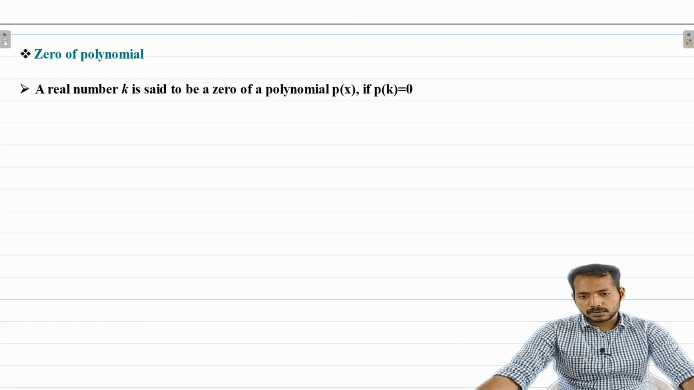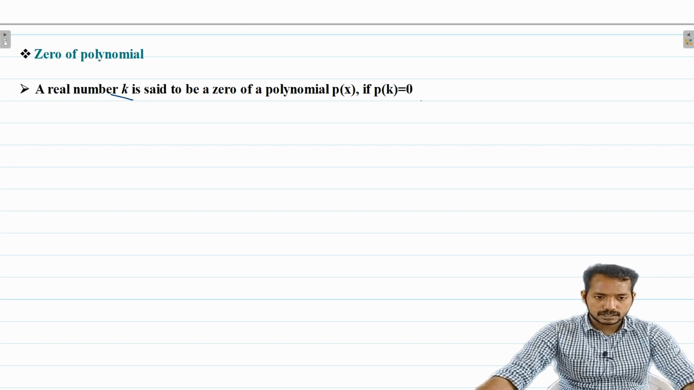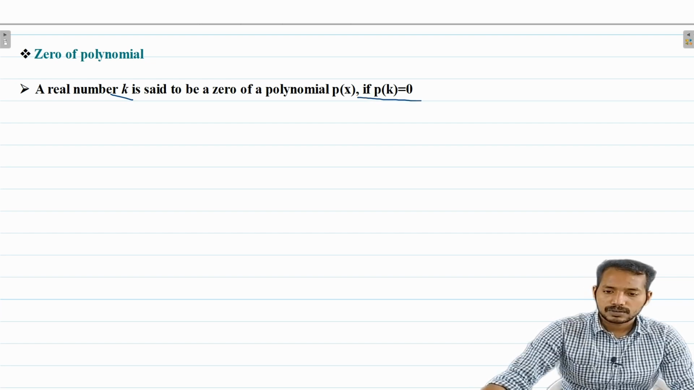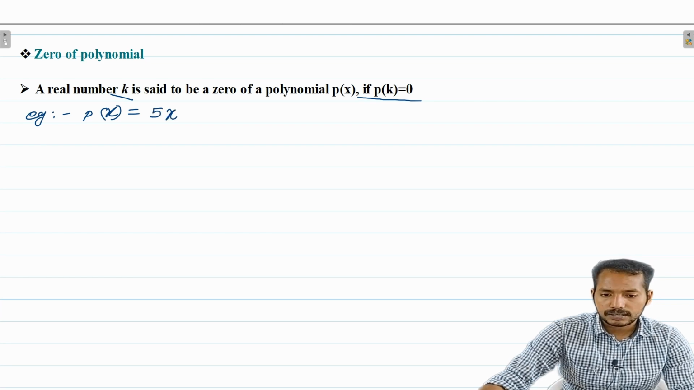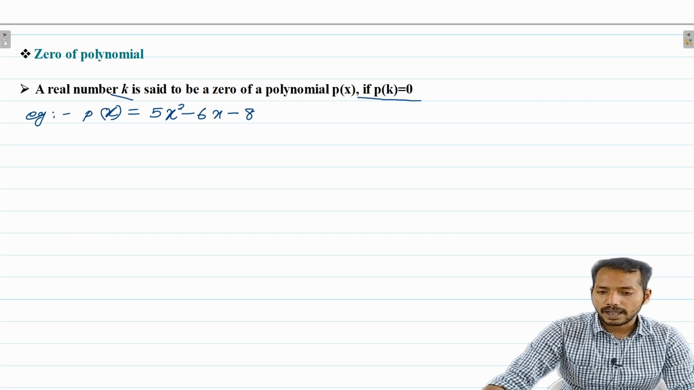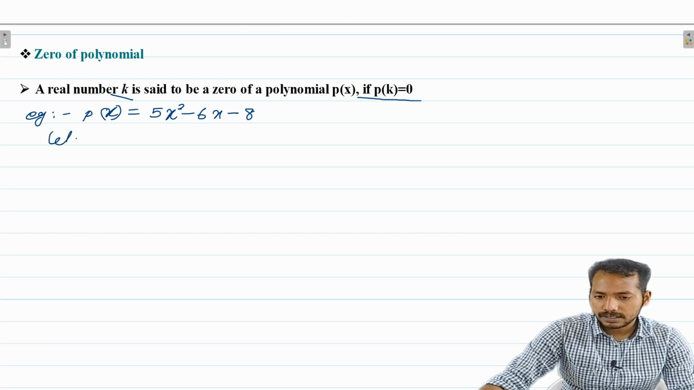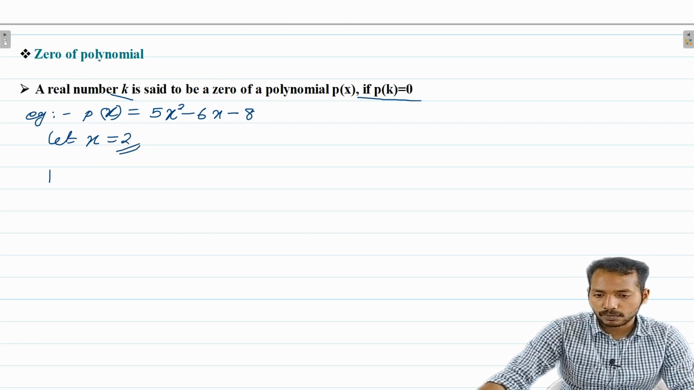What is the zero of the polynomial? A real number k is said to be a zero of a polynomial if p of k is equal to 0. For example, we can take p of x is equal to 5x square minus 6x minus 8, and let x is equal to 2. We are going to substitute the value of x as 2. So we get p of 2.